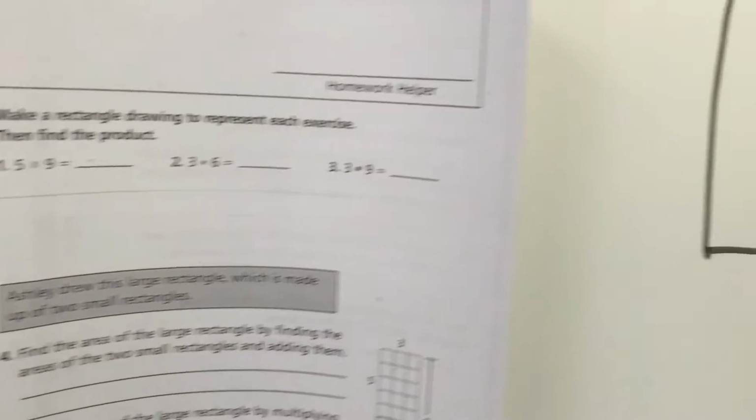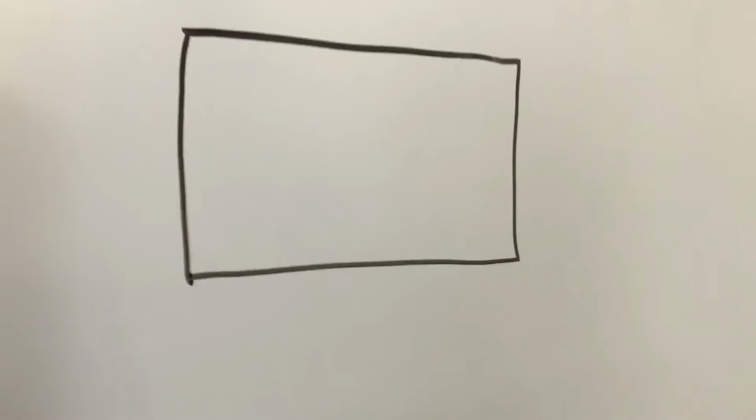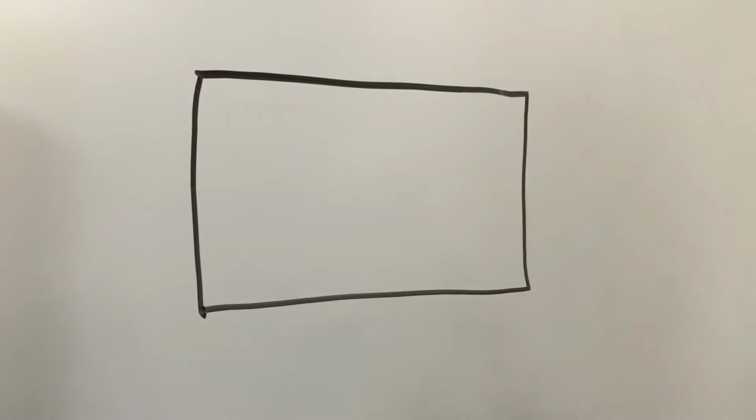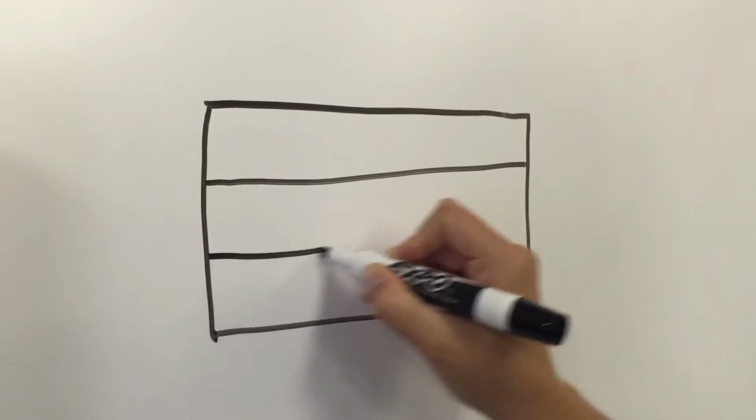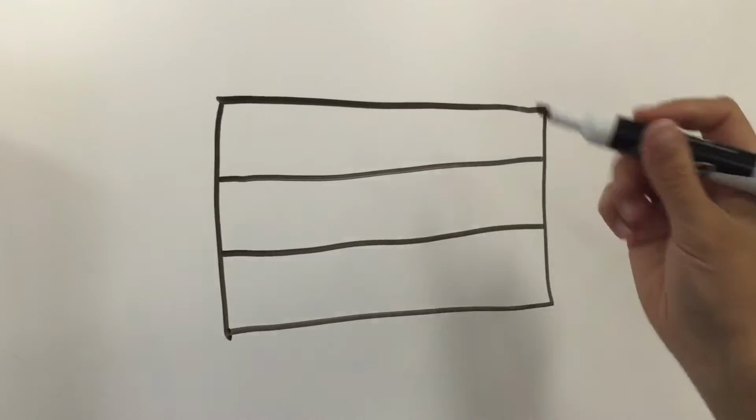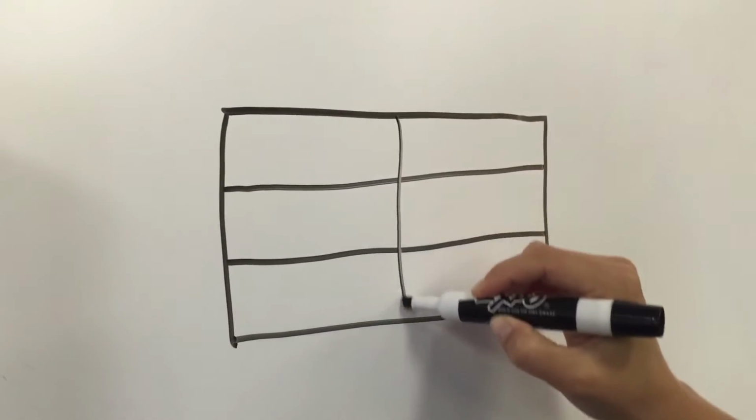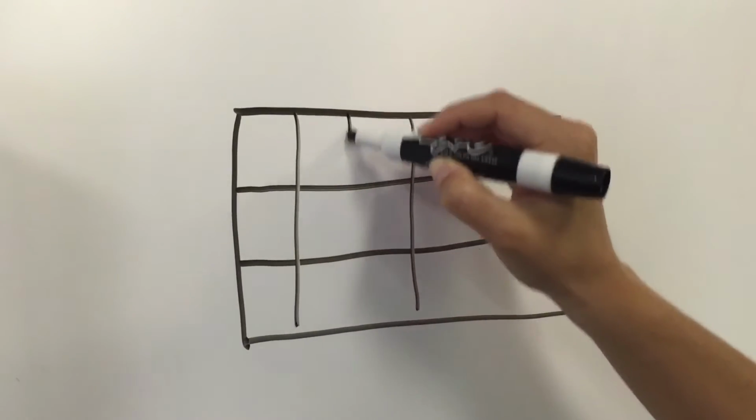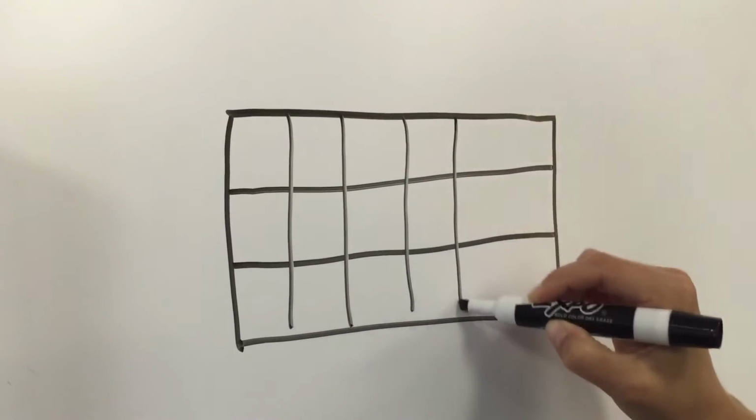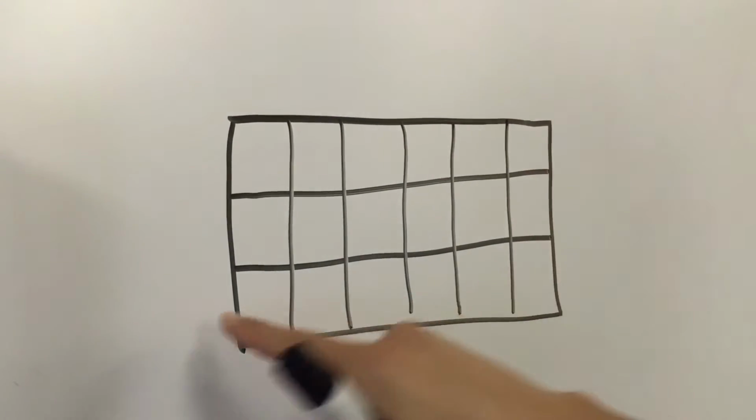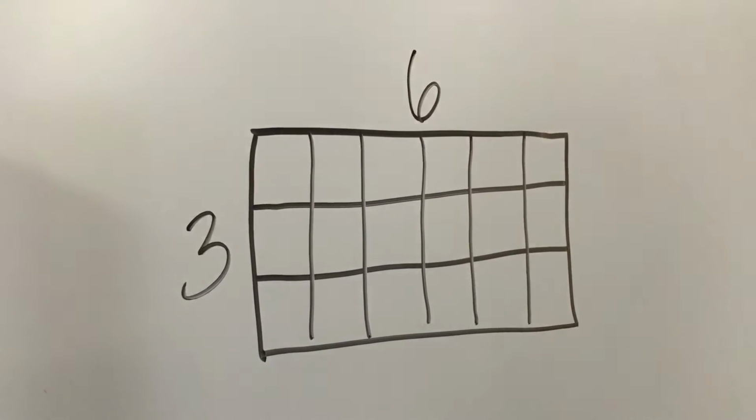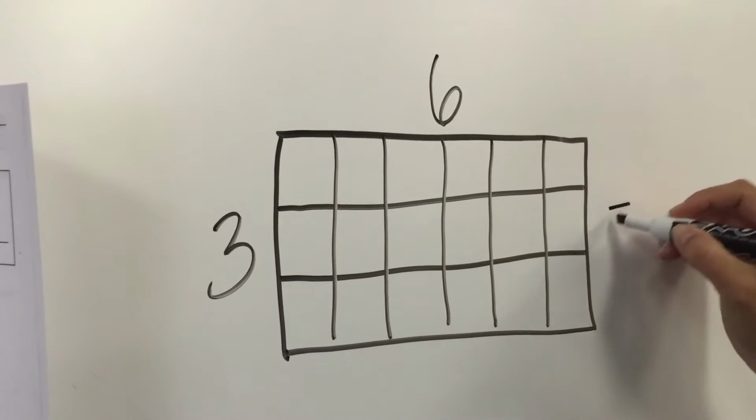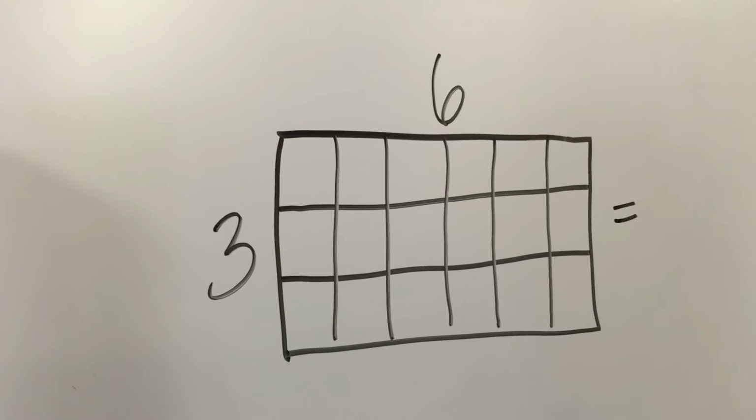The children should draw a rectangle and then they actually have to tile it. So we instruct the children to use straight lines, so draw 3 rows by going straight across, and then draw 6 by doing half and then thirds. They don't have to be perfectly exact, but they should have 3 rows and 6 columns for a 3 by 6 rectangle. So that would be that portion of it, and then to find the product they would just put what the answer to 3 times 6 would be.